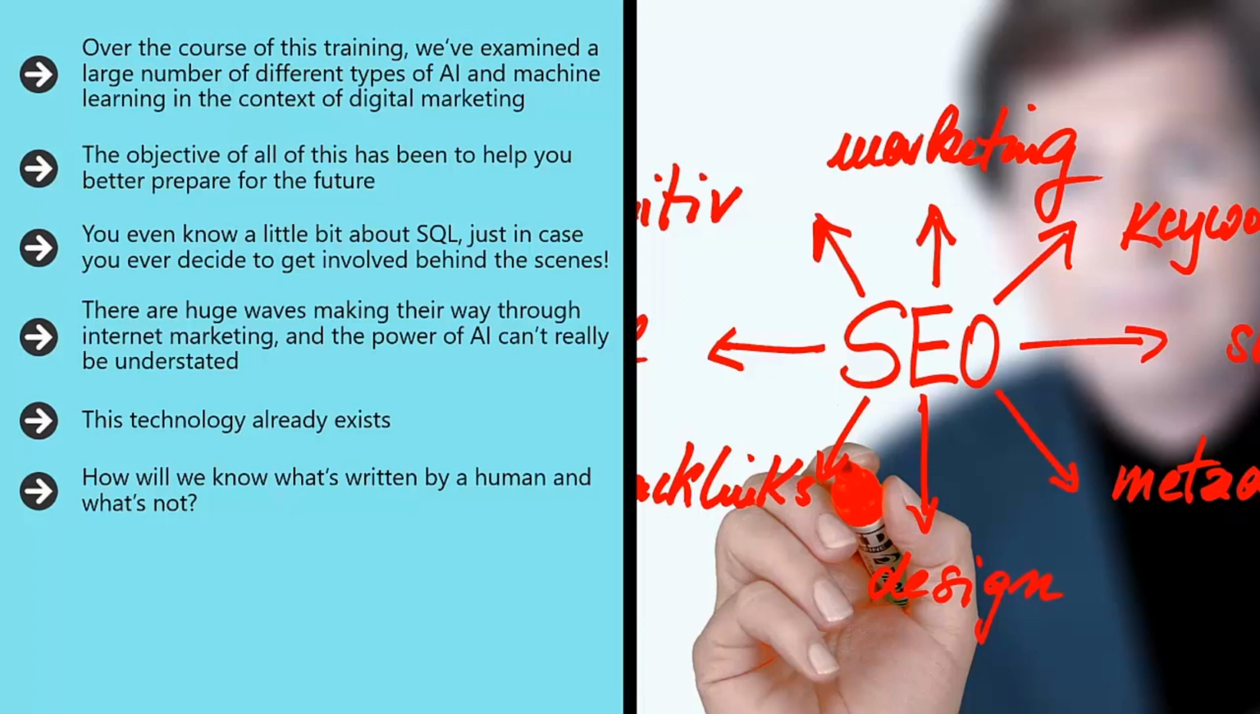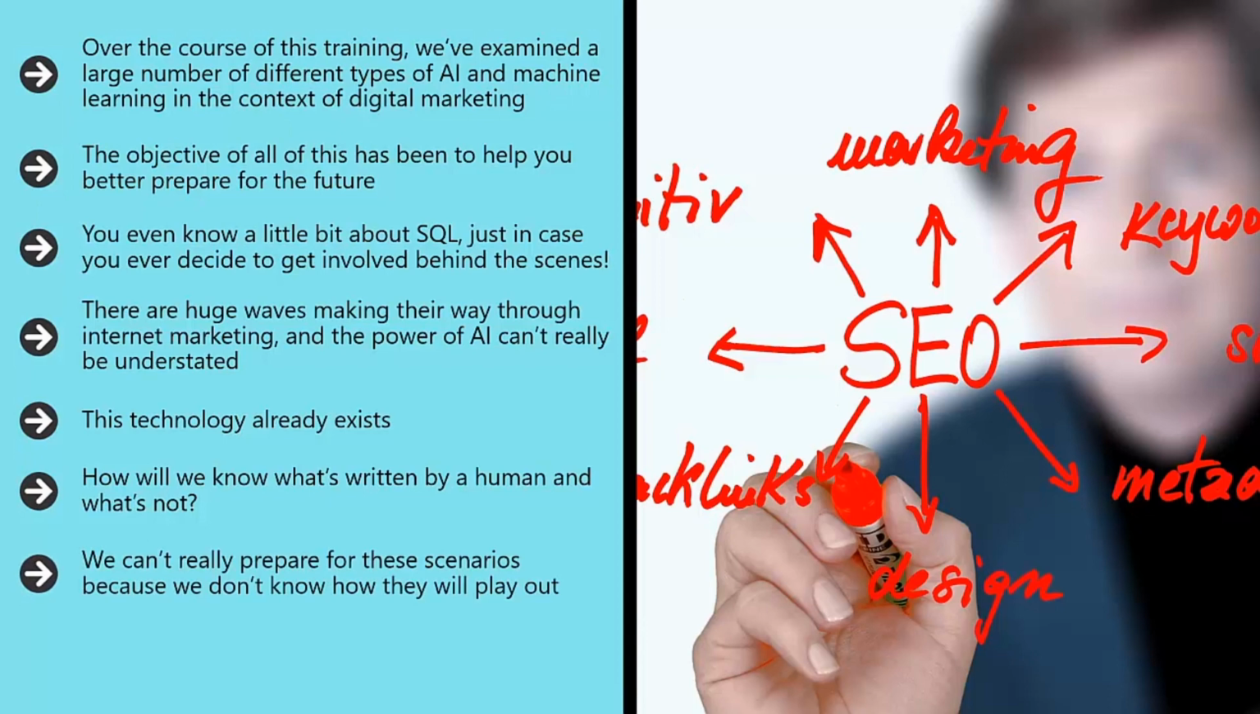What about when AI can create realistic-looking images? We've already seen the power of deep fakes. How will we know what's real and what's not? We can't really prepare for these scenarios because we don't know how they will play out. So for now, it is best to focus on what we do know. And in particular, as a marketer, that means focusing on Google's move to natural language processing and more human-like interactions. It also means that Google is going to keep getting smarter.